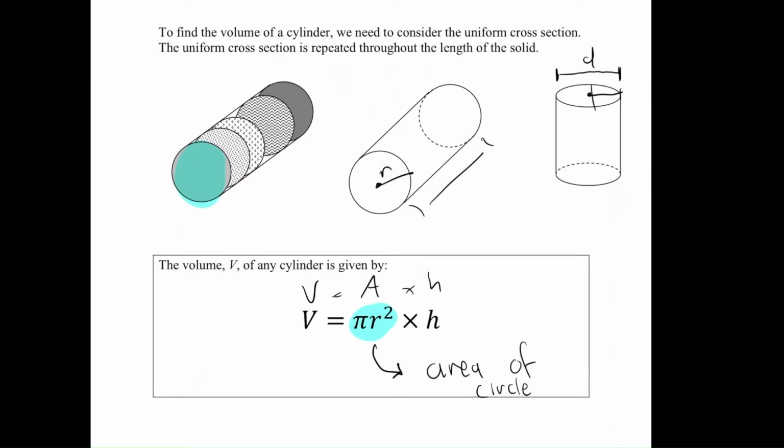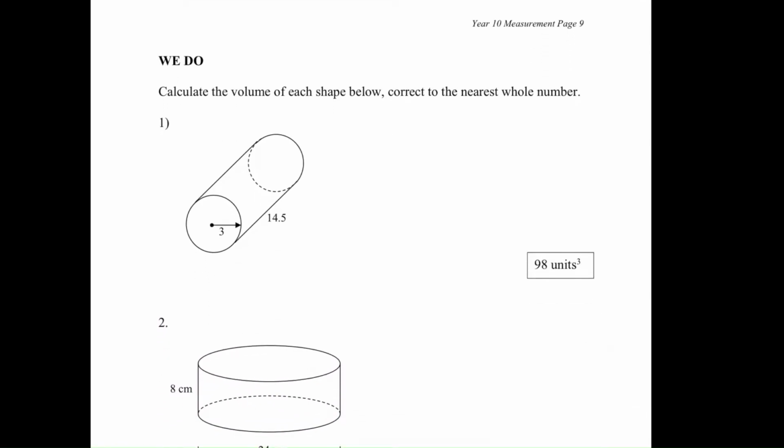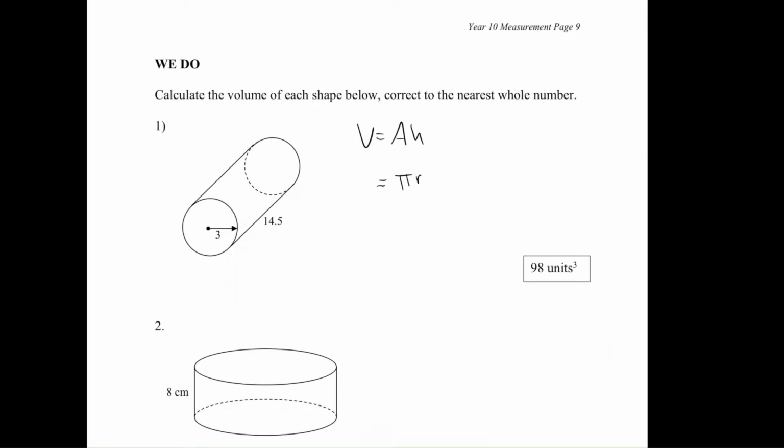So yeah, let's jump into some examples. I think this one will not be a struggle at all for us. All we're doing is, you don't need to write this V equals AH here. I'm just writing it to help remind you where this comes from. Really what we're looking for is pi r squared times H. And then check it out. We've got R here, we've got H here. We just plug these two numbers into the formula and then plug it into our calculator, and we get this answer here of 98.